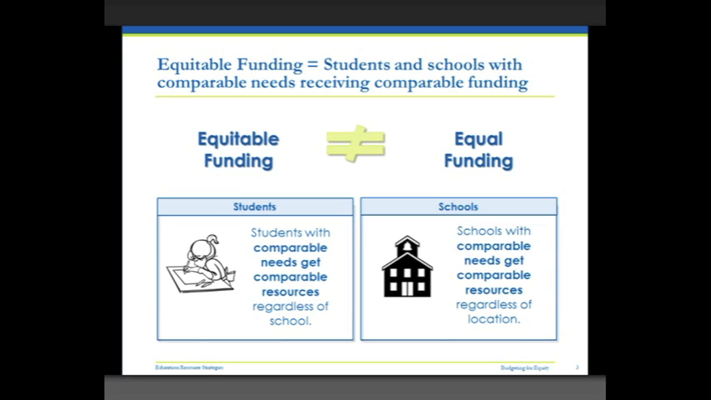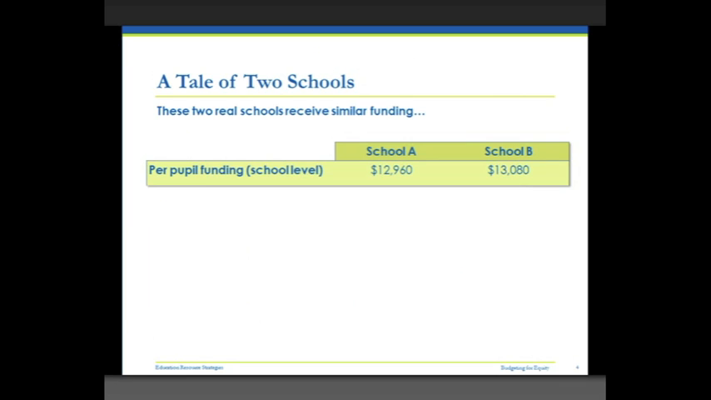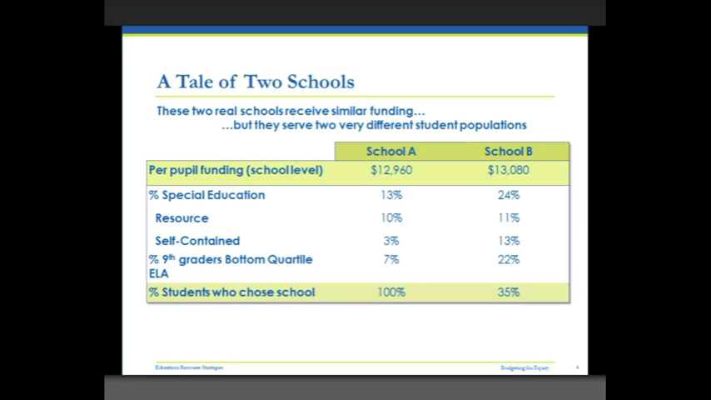But to put some more concrete details behind that definition, I'll give you an example from a real district that we work with. So in this district, 2 schools, these are high schools, get approximately the same amount of money. It's just $100 difference if you calculate it on a per pupil basis. That means taking the total number of dollars they get to run the school and dividing it by the number of students there. And yet their population is very different.